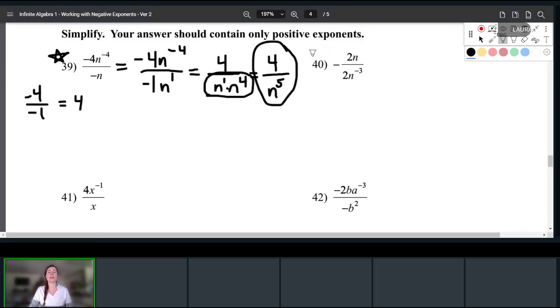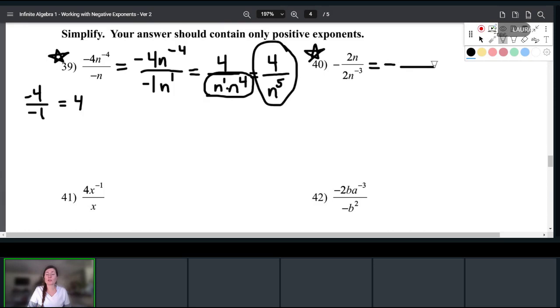Okay, let's take a look at the next example here, number 40. We have a very similar type of problem. Now note that this negative is out in front of the problem. That means that only one of these values is negative, whereas in the previous example, both numerator and denominator were negative, which meant the whole fraction was positive. It was a negative divided by a negative. Here in number 40, we just have a single negative. That means our answer is just going to be a negative number, a negative fraction.